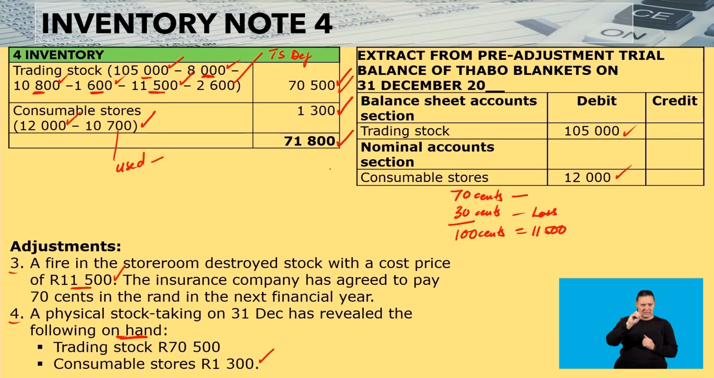That becomes my total amount that I will take to the statement of financial position when I am now recording under my current assets, inventory, note number 4.